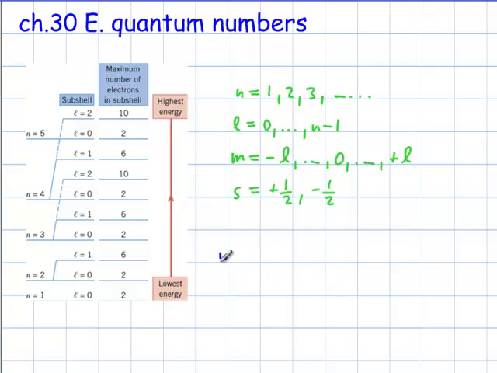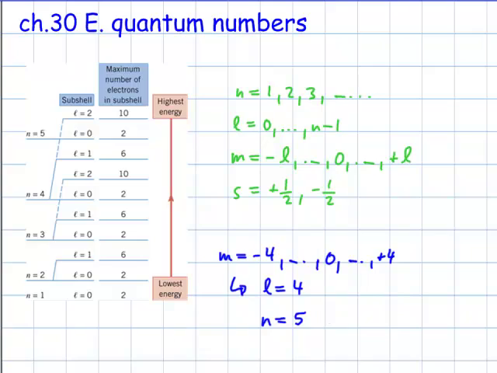If in this particular problem M is given as negative 4 through 0 up to positive 4, then from that follows that L must be 4 and N must be 5, because N needs to be at least 1 higher than L. And it says in the problem we're supposed to come up with the smallest possible value of the principal quantum number. So N equals 5 and L equals 4.